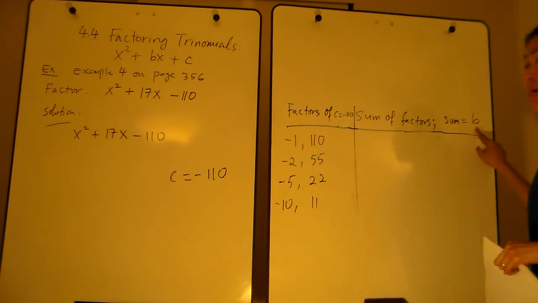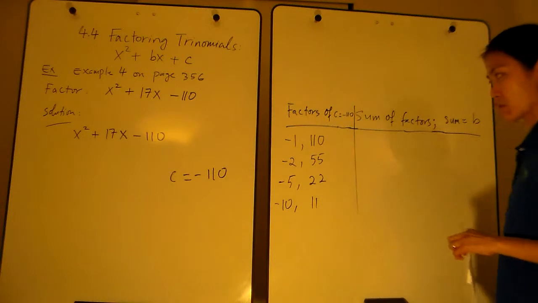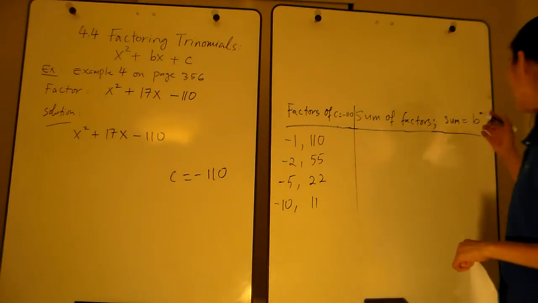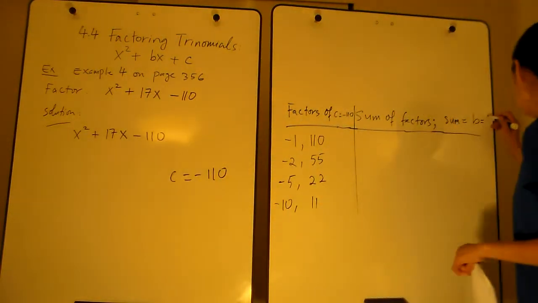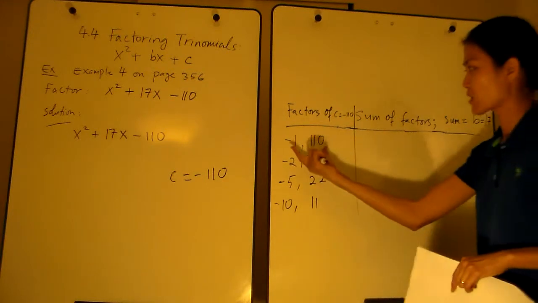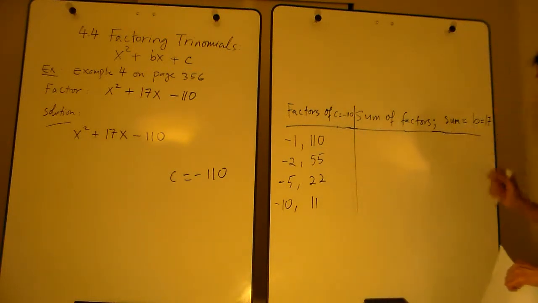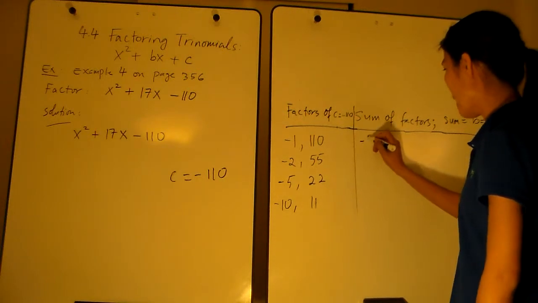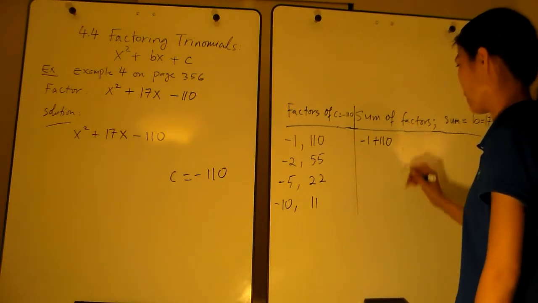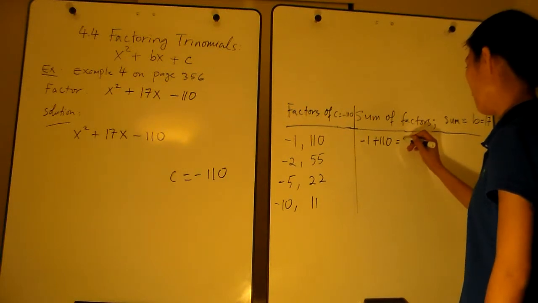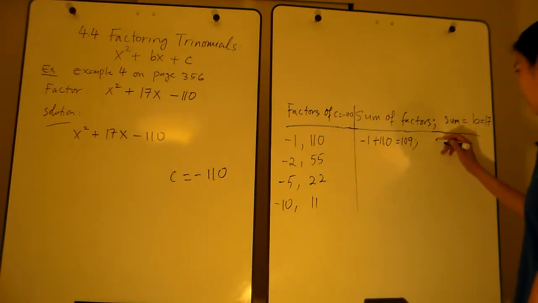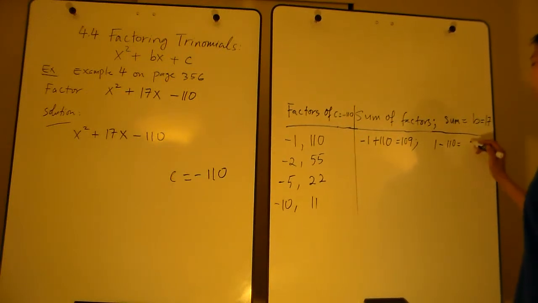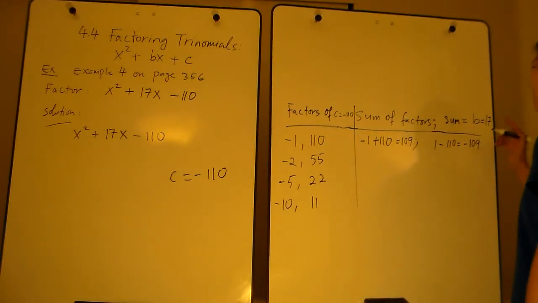Remember, you try to get b. The sum of these two factors will get you the value of b. And what is b in this case? B goes with the x, which is 17. So b is 17. You want to find the sum of these two factors to make 17. Let's try negative 1 plus 110. You would get 109. Now this is not b for sure. How about when you reverse the order? Positive 1 this time, negative 110. You would get negative 109, and it's not the b value.